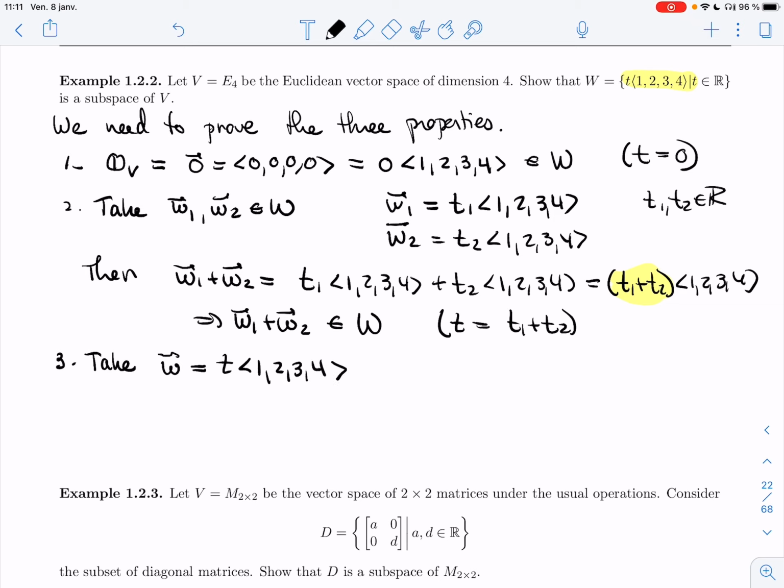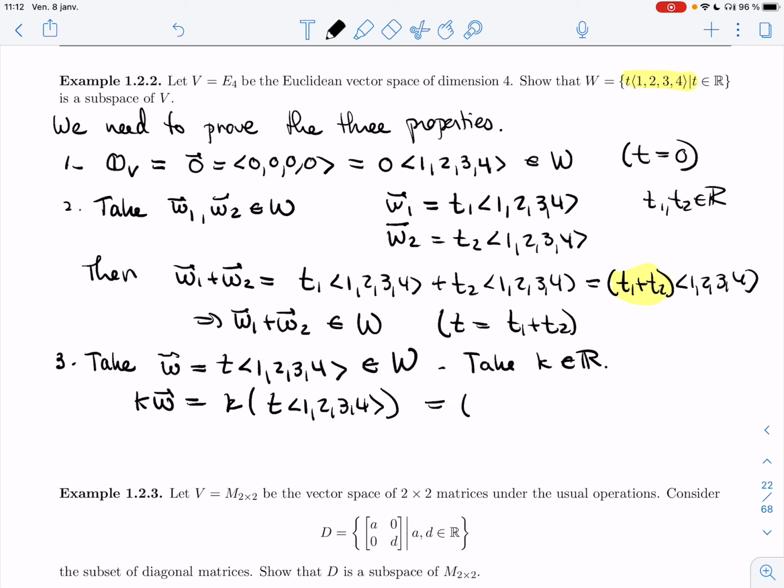All right, so I'm going to take any element of W. I know I could write it that way, and I'm going to take k in R. I need to check whether kW, which is k times t (1, 2, 3, 4), I'm going to write it as kt (1, 2, 3, 4). Well, that is in W with, let's call it new t, let's call it t prime equals kt.